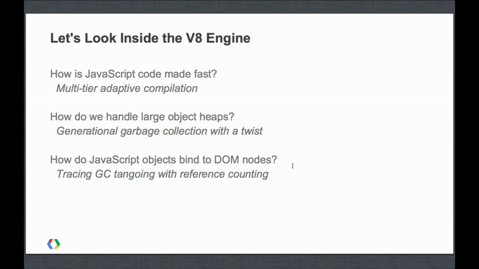Let's go beyond the hood and see what's going on inside the V8 engine when it comes to a few things. I'll briefly mention how we make the code really fast, and this is this multi-tier adaptive compilation system. I'll talk about how we handle large object heaps by doing this generation-based garbage collection with a twist. And then I'll talk about how we bind JavaScript objects to the DOM nodes. And this is tricky, so I'm calling it the tangoing between the tracing GC and reference counting.